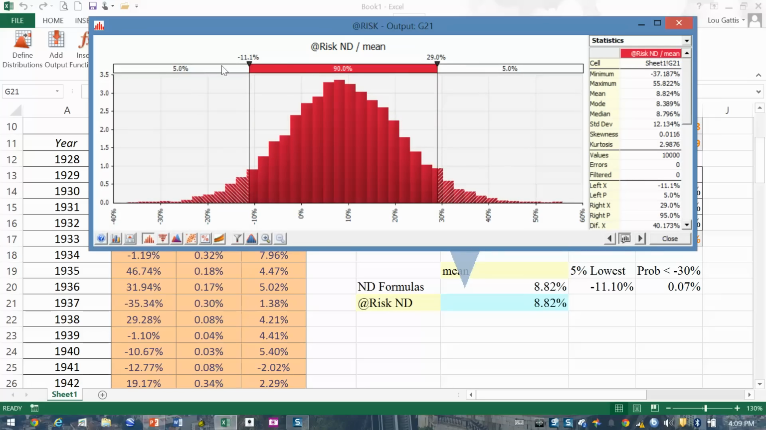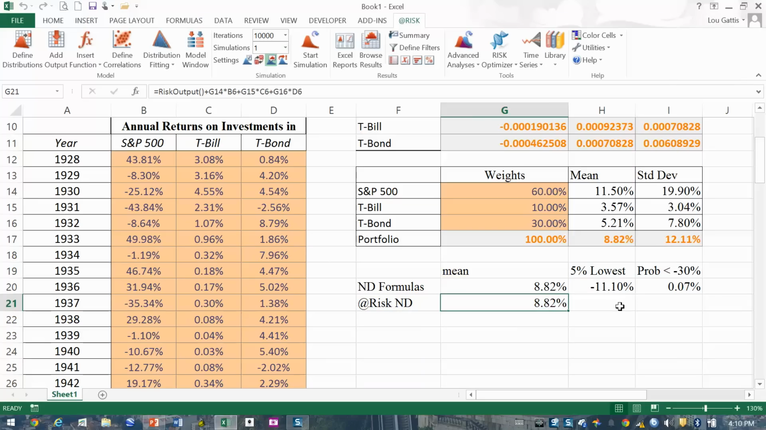Now notice that the 5% lowest is losing 11%. That's the same thing as I did with that formula here. This minus 11 is the same as this minus 11, the 5% worst case. And if I want the probability using @Risk of losing 30%, I could just type in minus 0.3. And it's showing me about a 0.1%, it's just rounding a little bit, is the same. So this is another way of getting these statistics using @Risk.